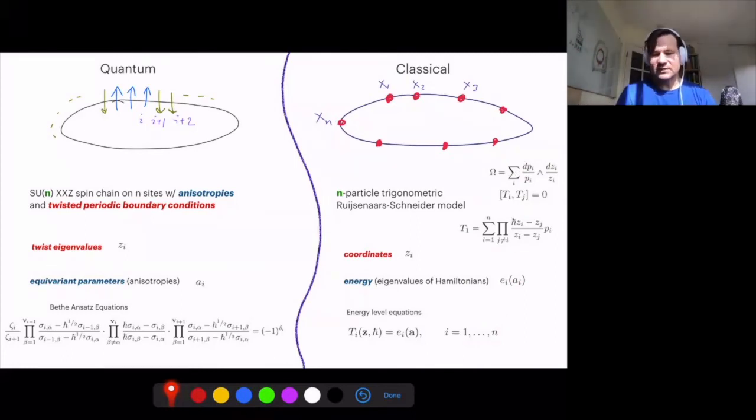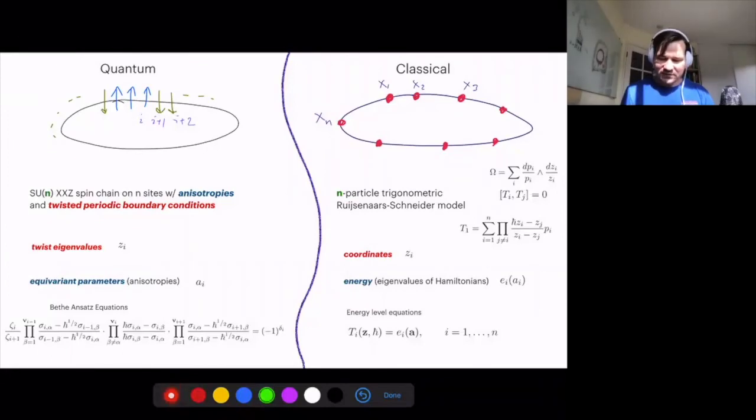Or to put it differently, you can ask it this way. You have a quantum integrable system. Is there any classical object, like a bundle with some sub-bundle, that is completely equivalent to the quantum integrable system? And the answer is yes, this is the q-Oper.